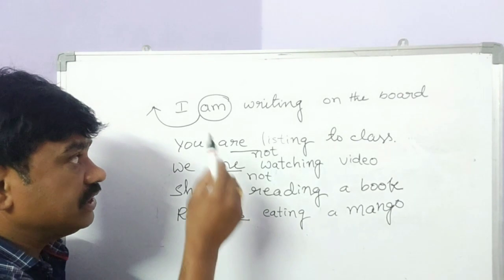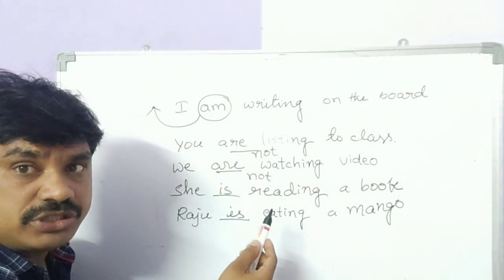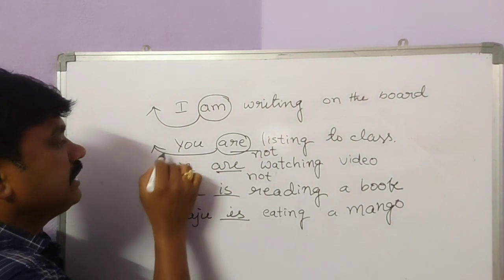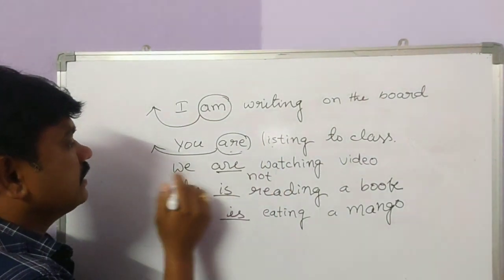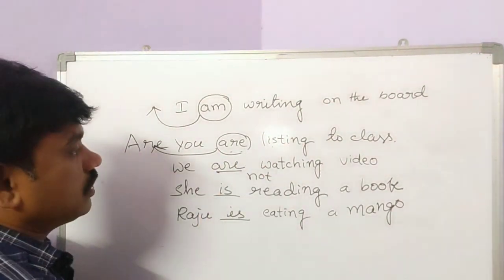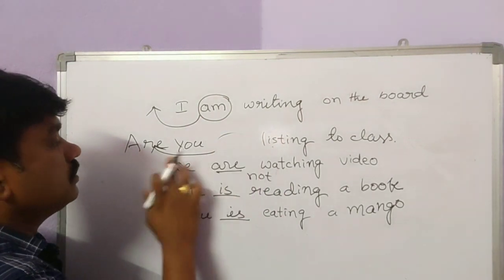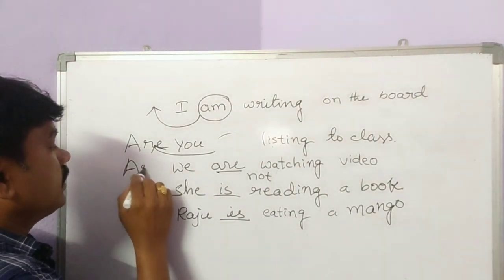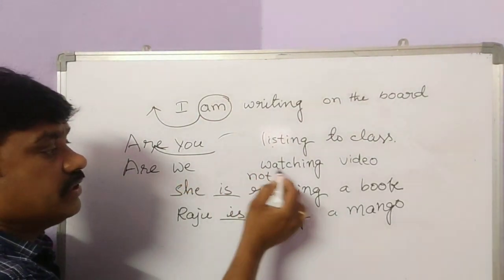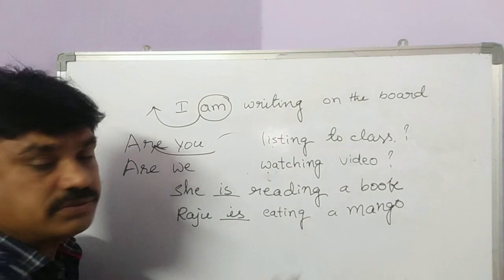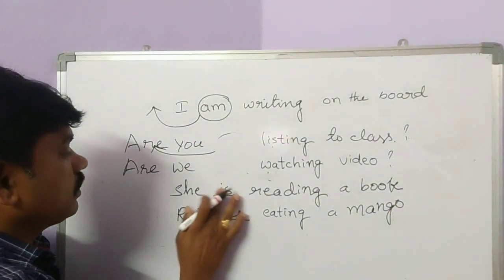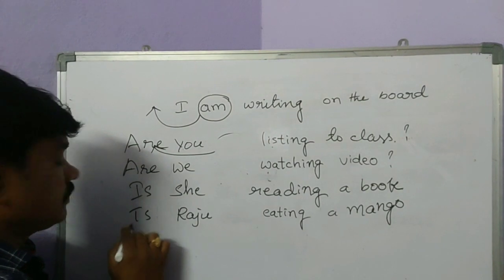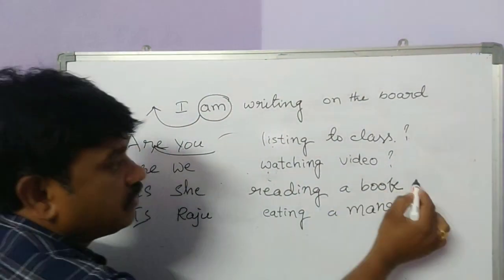Now we can change these positive sentences into question form. We have to simply take the helping verb and put it first. You see, then: Are you listening to the class? Are we watching the video? Are you watching the video? Is she reading a book? Is Raju eating a mango?